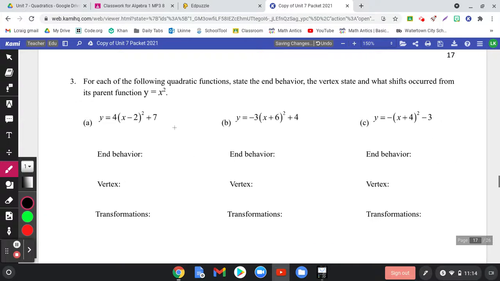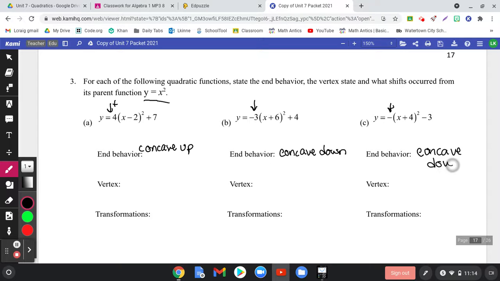So rather than graphing, let's just talk about what happens from here. Again, if you need to, then put it into the calculator. See what happens. So the end behavior, this is positive, so it's going to open up, concave up. This one's negative, so it's going to be concave down. This one's negative, so it's concave down.